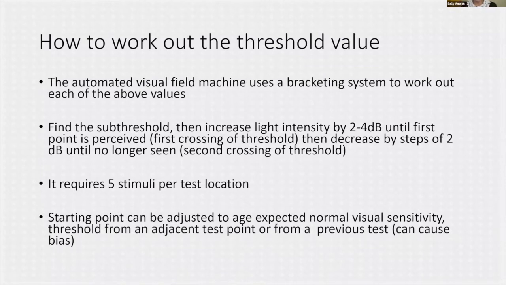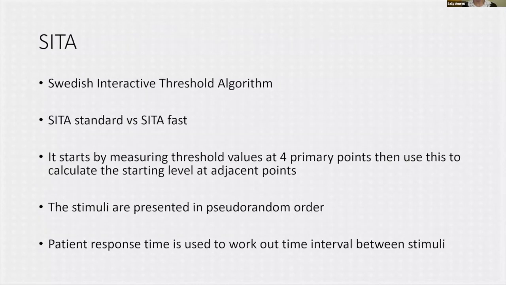You'll have to test at least 5 stimuli in each test point. And then you can adjust the starting point to what's expected for the age of that person and their visual acuity. You can also do it by looking at adjacent test points and what you expect the patient to see. But that, as you can imagine, can induce bias.